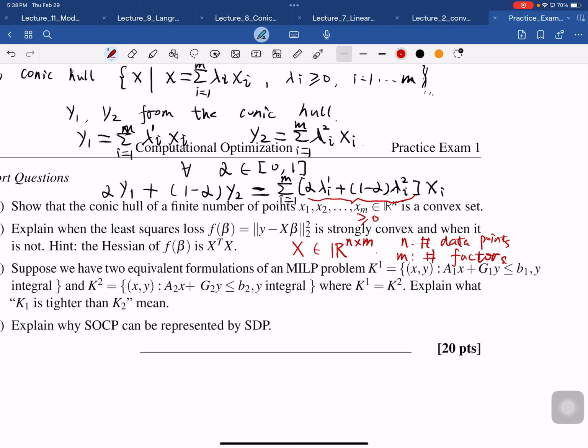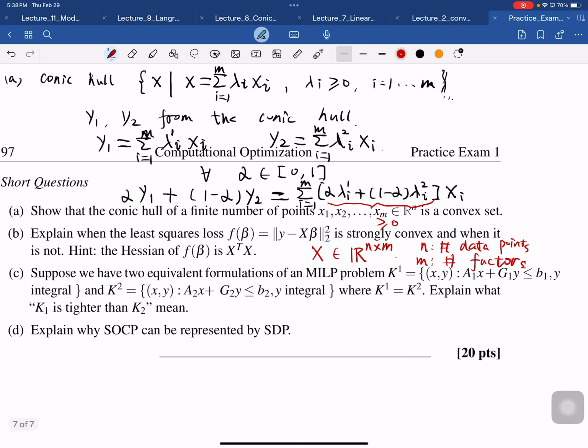You have n data points. Yeah, so here we gave a hint. The Hessian of f of beta is X transpose X. So it's very clear this is a quadratic function over beta, where the Hessian is X transpose X. What it is asking is, when is this function strongly convex?